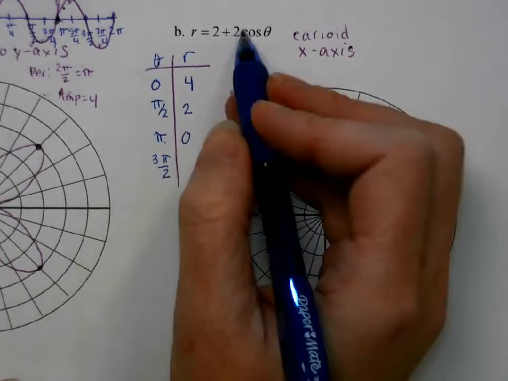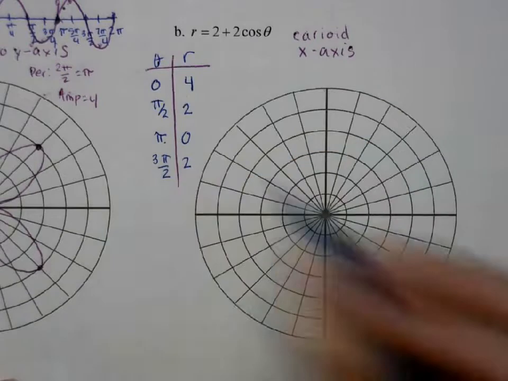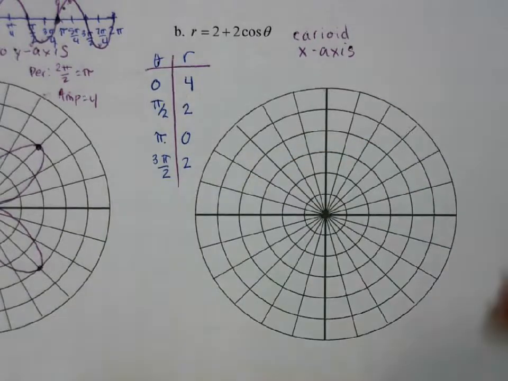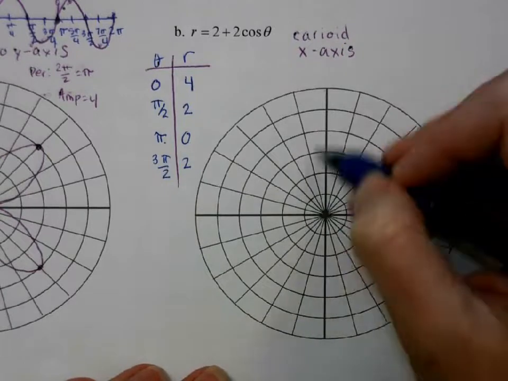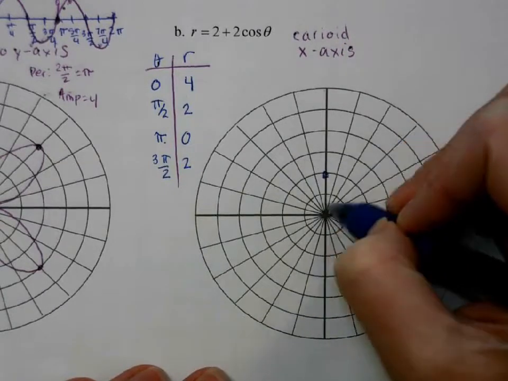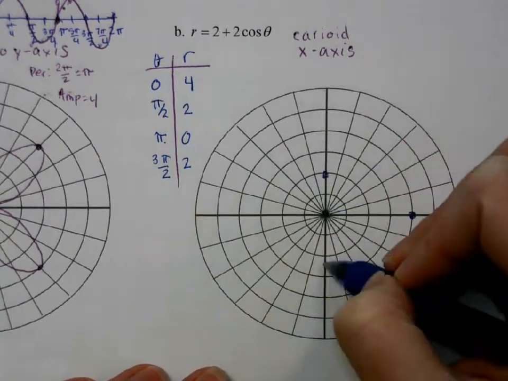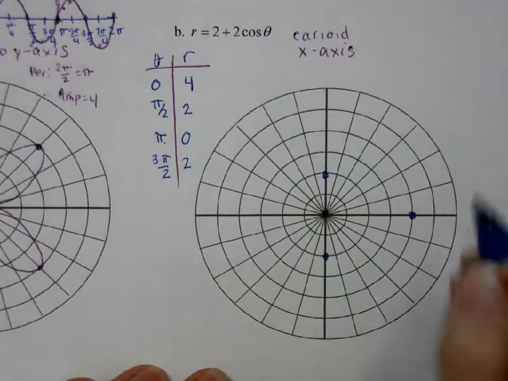So those points, 0 is out at 4, 1, 2, 3, 4. On the pi over 2, we're out 2. Pi is at 0. 3 pi over 2 is 2. And then I'm going to graph the cardioid, which I know looks like a heart.